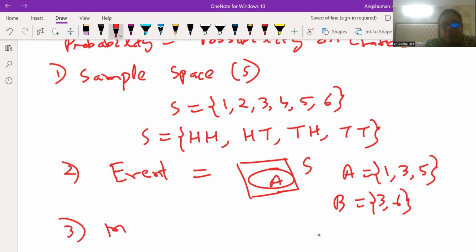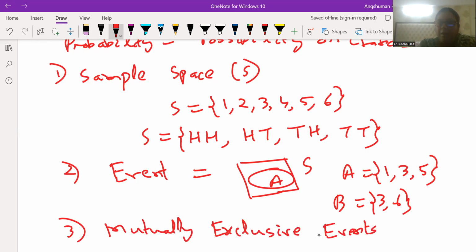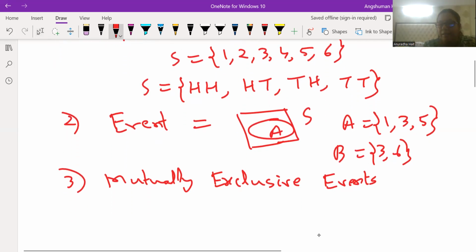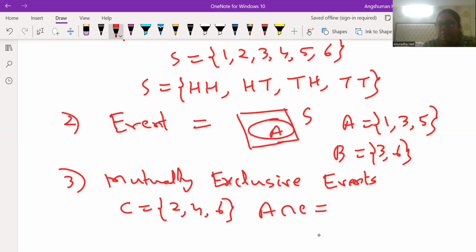The third point, mutually exclusive events. So what is it? Let us take two events. If the occurrence of one event restricts the occurrence of the other event, then these two are called mutually exclusive events. For example, A is the odd numbers here, and if I define C as the even numbers, 2, 4, 6, right? If I take A intersection C, there is no common point between A and C. We denote it by phi, the null set or the empty set. Then these two events, A and C, are called mutually exclusive events.